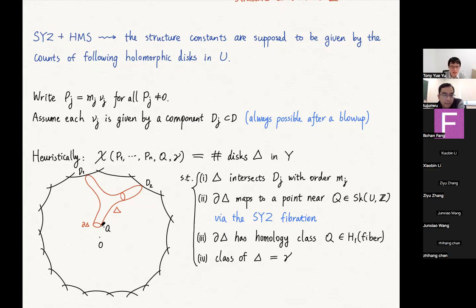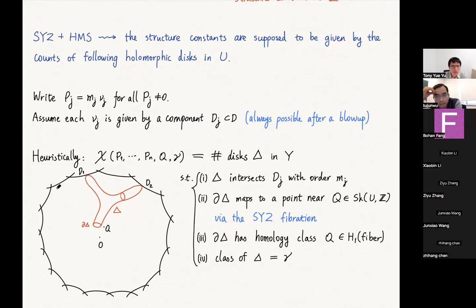And the next, we ask that the boundary of the disk should map to some point near Q via the SYZ fibration. So the SYZ fibration is a map from this log Calabi-Yau to the essential skeleton. And we want that under the map, this circle should map to some point near Q. And furthermore, since SYZ fibration is a torus fibration, if we take H1 of the fiber, we can view Q also as an element in this H1. Then we ask that this circle have homology class equal to Q. And finally, we have some curve class here, gamma. We ask in some sense that some relative homology class of the disk be equal to gamma.